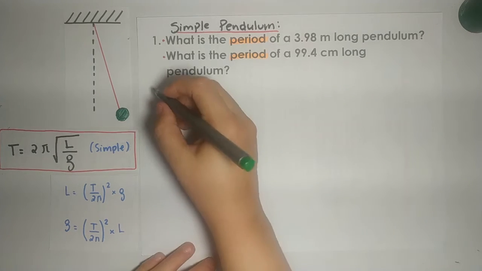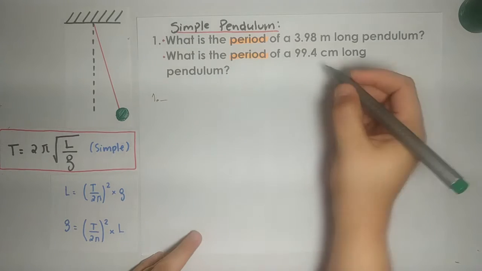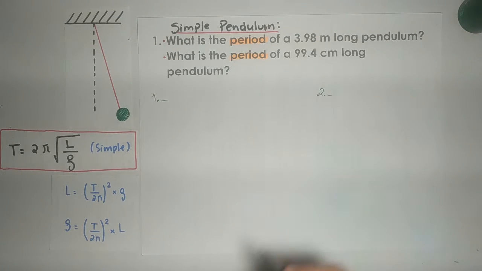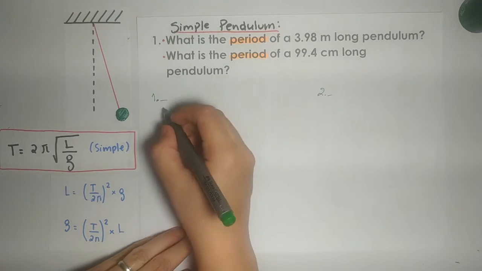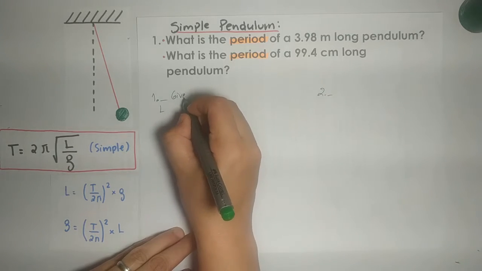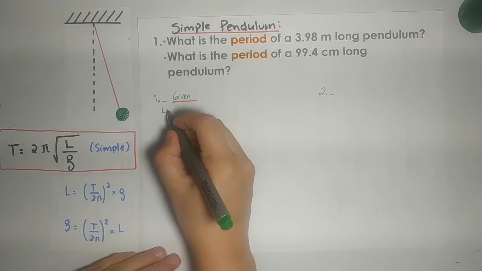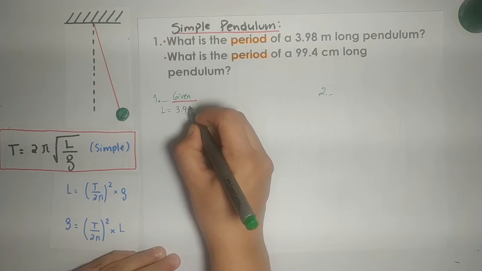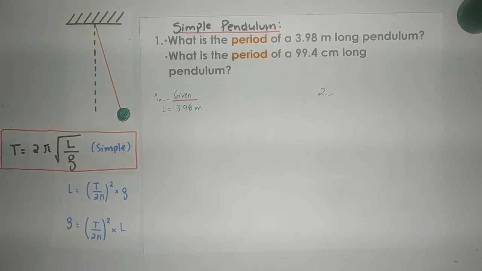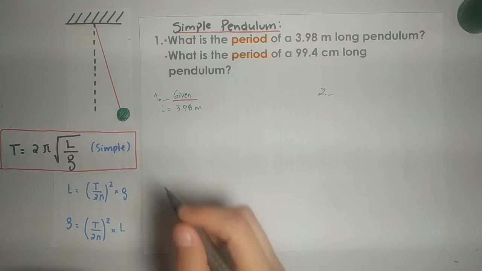So for the first question, let's see, what are the givens that I have? I just have length. I just have length to be 3.98 meters. Now, how do I apply the formula? Easily.